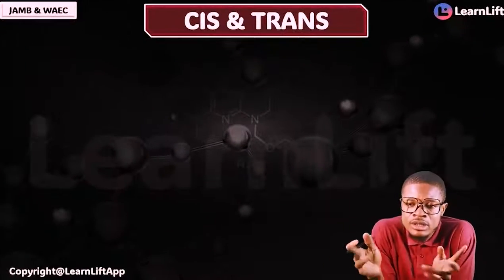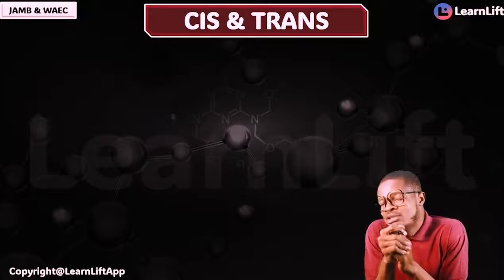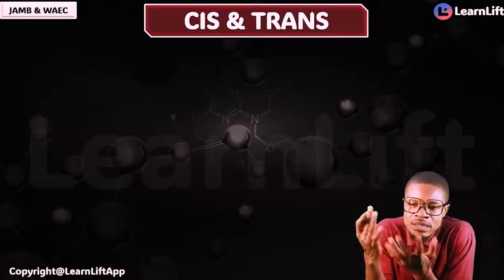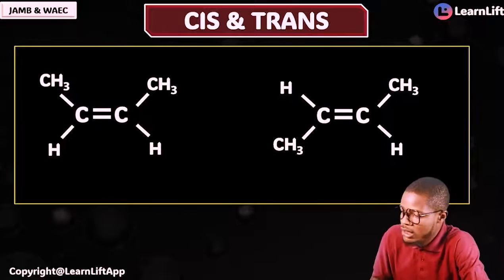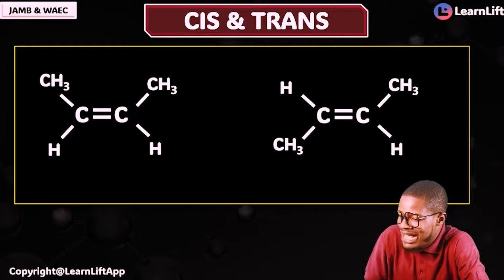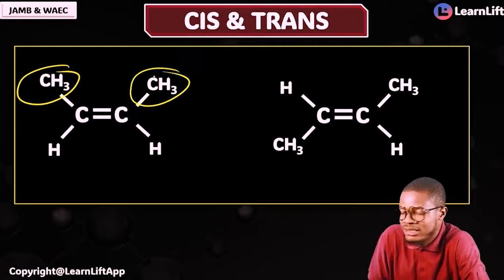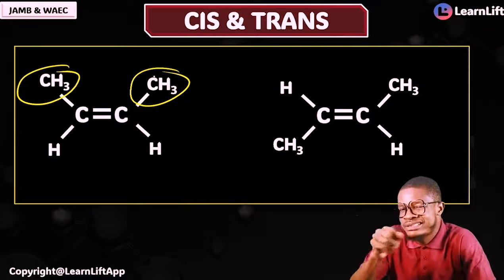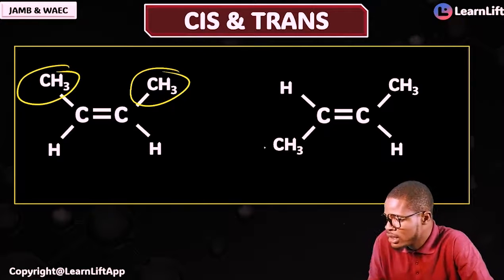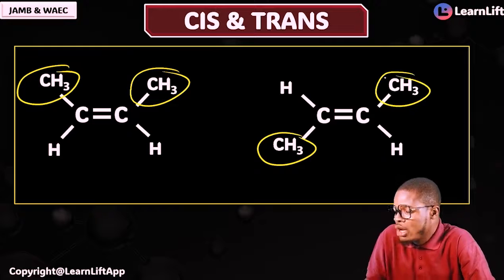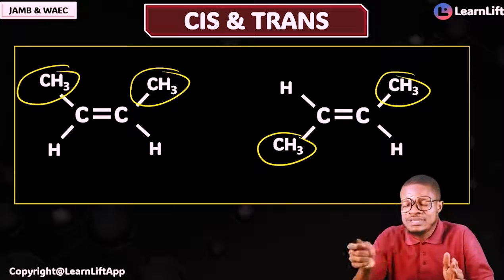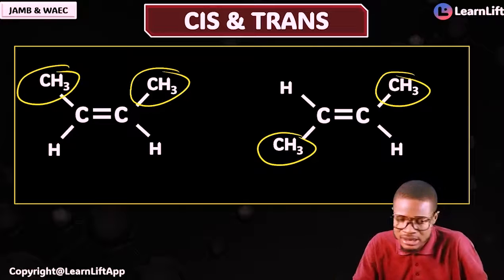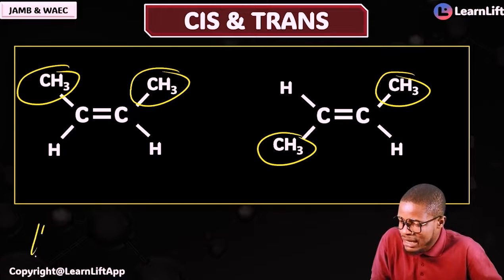Another thing is cis and trans. That's isomerism of your alkene. Cis and trans. Look at it. Let me just explain it for you very fast. Look at these two guys. If you watch, this guy here, CH3 is here, CH3 is here. They are on the same side. Cis is same. CH3 is here, CH3 is here. What's that? Trans. Opposite. That's what you have. If they're on the same side, it is cis. Opposite side, it is what? Trans.